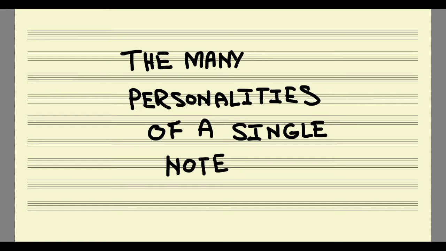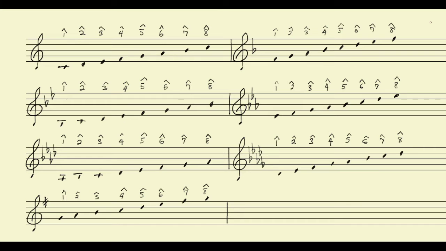None of the 12 notes of the chromatic scale have a fixed musical personality. In fact, every single note can change its identity and its behavior based on its surroundings, based on its context. For instance, when we first met the note C, we met it within the context of C major.